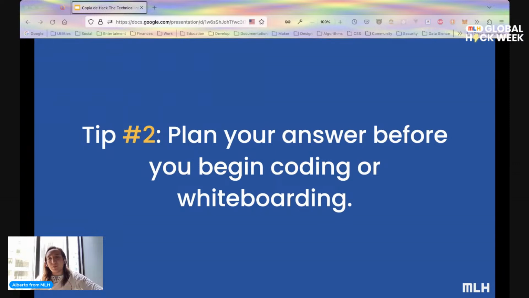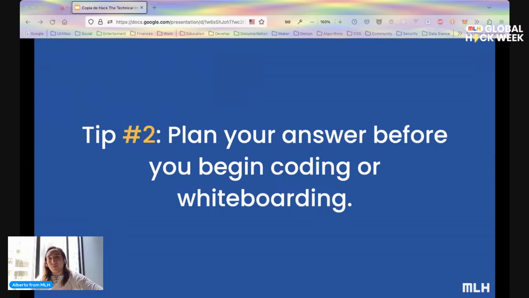So it's okay to write some code, so you don't forget, to write down your idea, but start commenting it, start explaining it, start also thinking it for yourself, and then talking out loud about what you are doing, right? So that's tip number two.